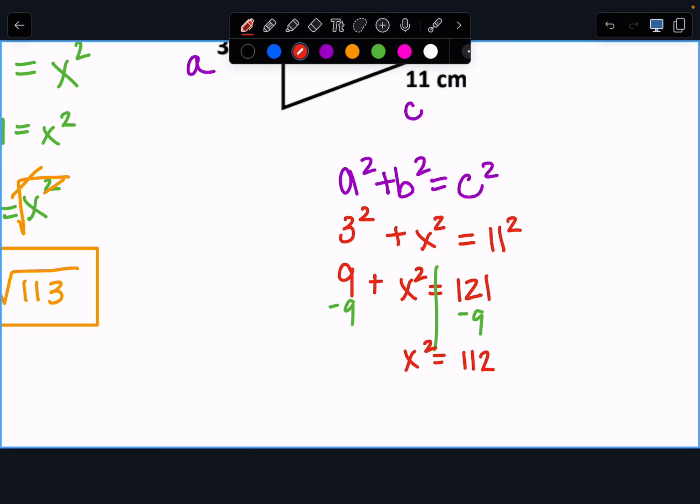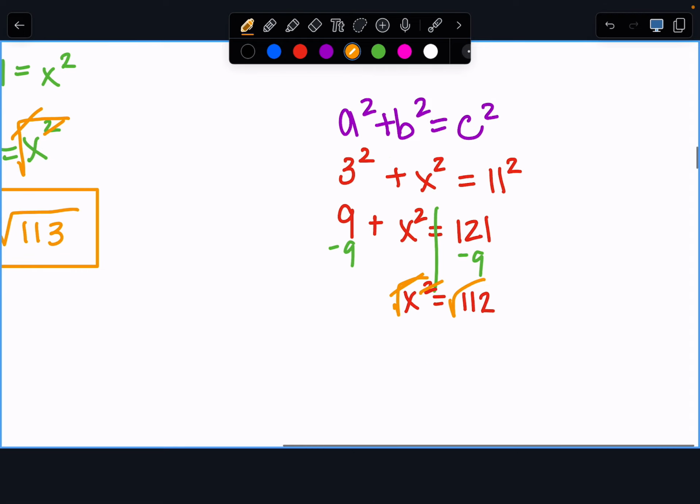Now that we have x squared equals 112, what do we need to do? Square root both sides. Is 112 a perfect square? So there's our answer.